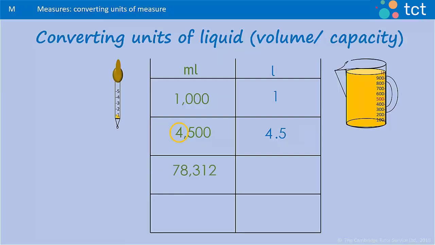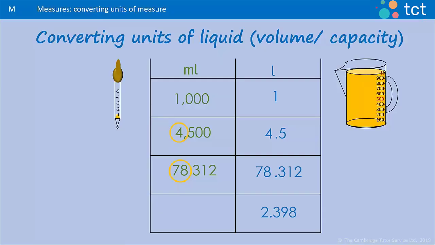This time we have 78,312 millilitres. How many thousands of millilitres is that? There are 78 whole thousands of millilitres there, so that's 78 whole litres. The rest of that is just leftover millilitres, so that will come after the decimal point. 78.312 litres.